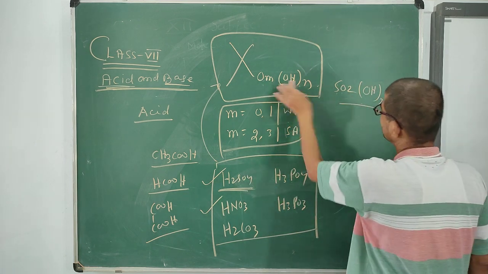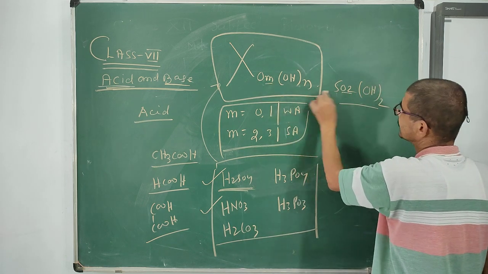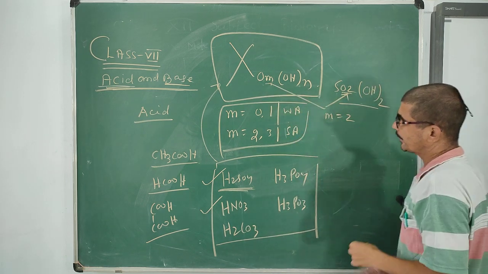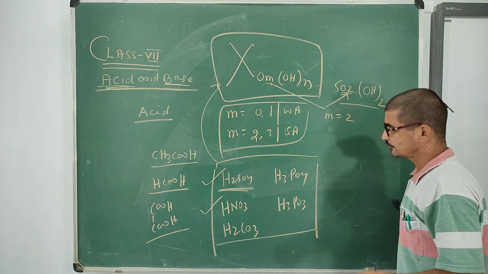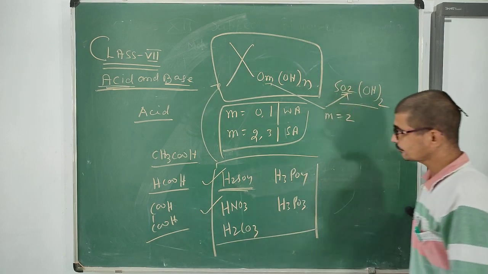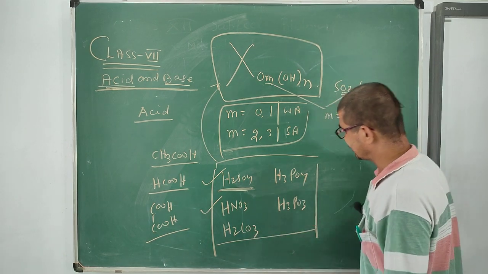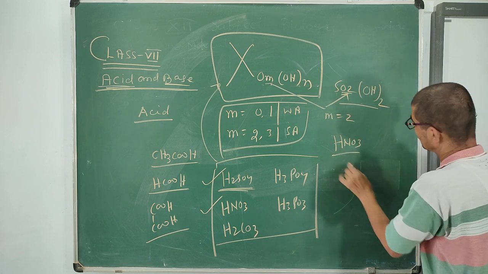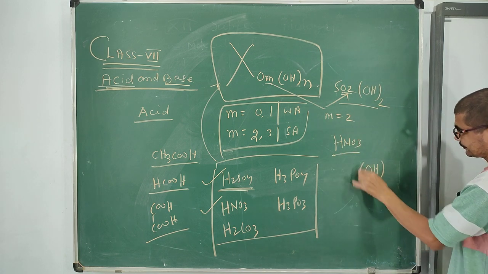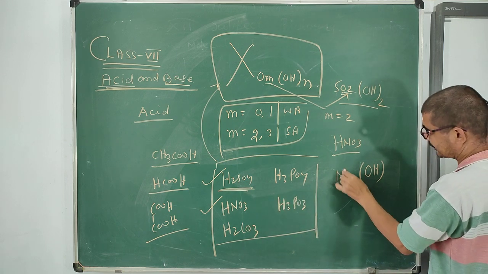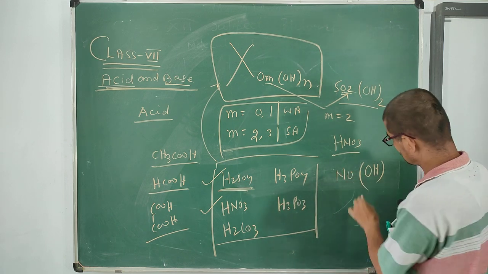So compare these things. In place of the value M, we'll get 2. If the value of M is 2, then we can say it is a strong acid. So we can say that sulfuric acid is a strong acid. Now we'll take another example. In case of nitric acid, so this is nitric acid, OH, and here NO2.